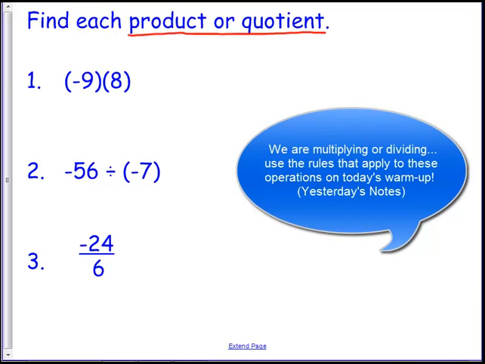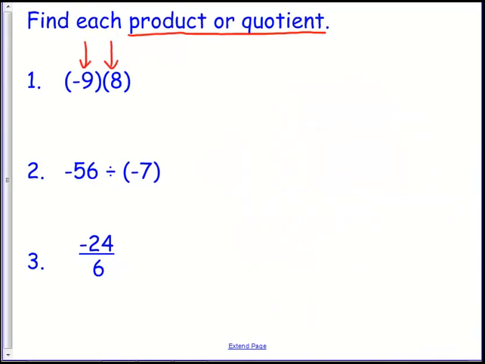Number one, negative 9 times 8. We're multiplying there. And what I want you to notice is the 9 is negative and the 8 is positive. Since we see that they have different signs, our rule was when we're multiplying or dividing integers with different signs, we know our answer will be negative. So I'm going to put the negative there. Now I just need to know what 9 times 8 is. 9 times 8 is 72. So because they had different signs, my answer is a negative 72.